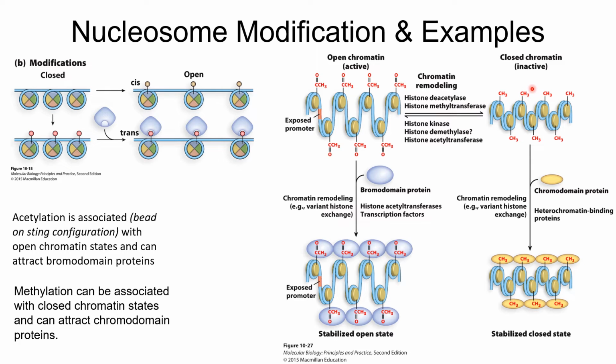On the other hand, in this other example, the closed chromatin, this is inactivated, so this would be a region where gene expression should not occur and would not be expected. And the chromodomain proteins would bind and keep these histone tails locked in this position, and this would stabilize the closed state, so we would expect there to be no gene expression in these regions where the chromodomain proteins are located.